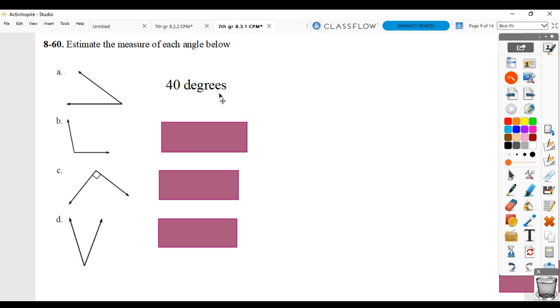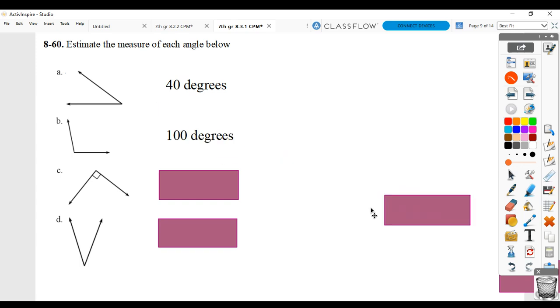And typically with an estimate, I will allow you to be about 10 degrees off below and above. So 30 to 50 would be okay. For B, you would estimate about 100 degrees. Again, probably take from 90 to 110.